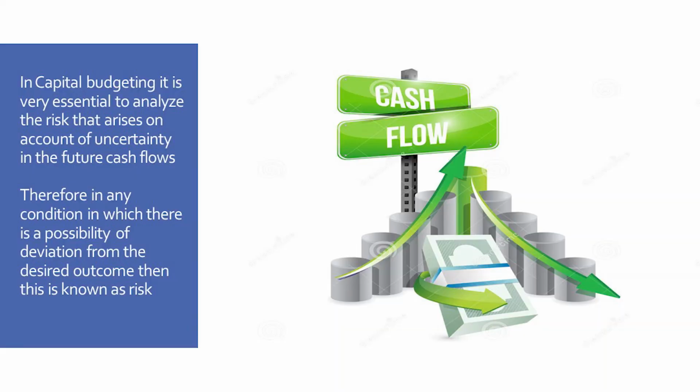A method of analyzing risk for capital budgeting. Now, even before I get into what the certainty equivalent approach is, in capital budgeting it is very essential to analyze the risk that arises on account of uncertainty of the future cash flows. Therefore, any condition in which there is a possibility of deviation from the desired outcome is known as risk.